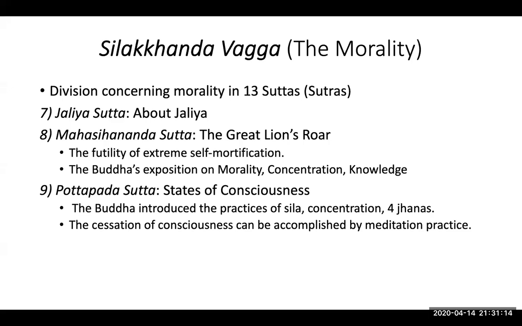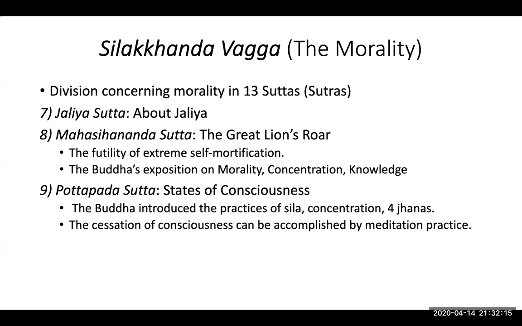Continuing in the Silakkhanda Vagga, in the Maha Sutta, the Buddha explained the futility of extreme self-mortification. Do you remember? Samanas, they self-mortified. They tortured themselves to get some supernormal power. When a recluse practices to become accomplished in morality, concentration, and knowledge, and also cultivates loving kindness and dwells in the emancipation of mind, he would be entitled to be called a samana and brahmana. In the Potthapada Sutta, the Buddha expounded on the practices consisting of observance of sila and development of concentration, which results in the arising and ceasing of successive jhanas.